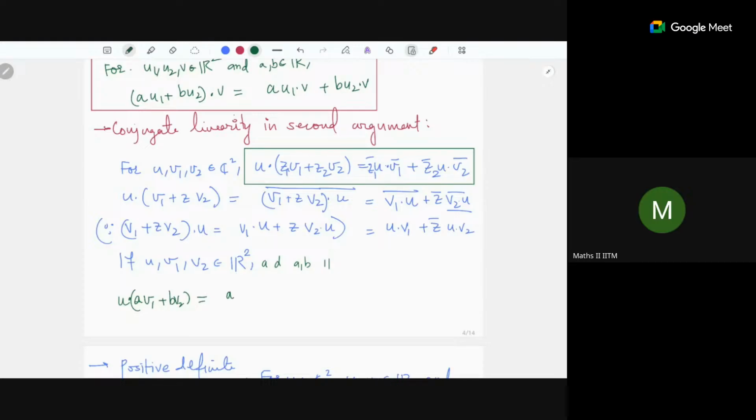This is equal to a u dot v1 plus b u dot v2. Okay.